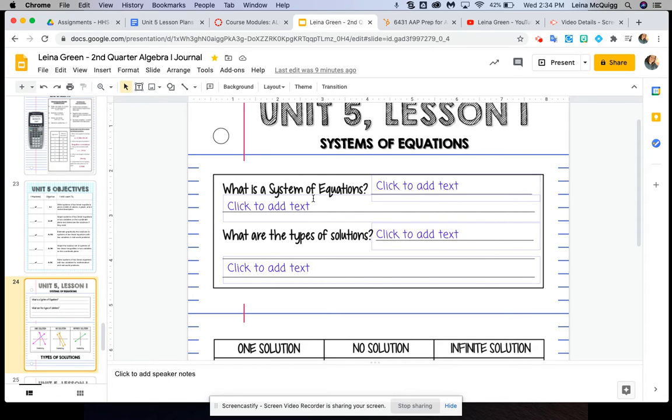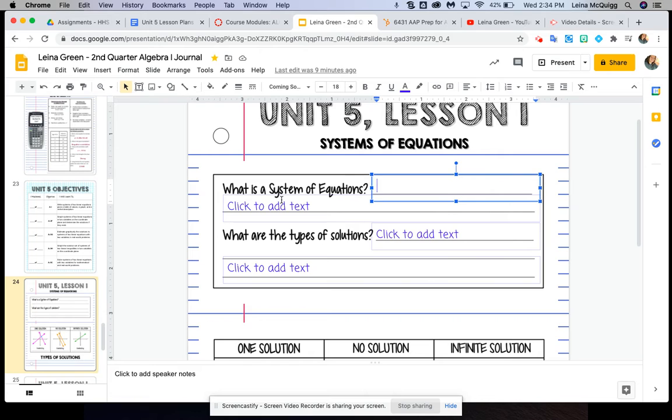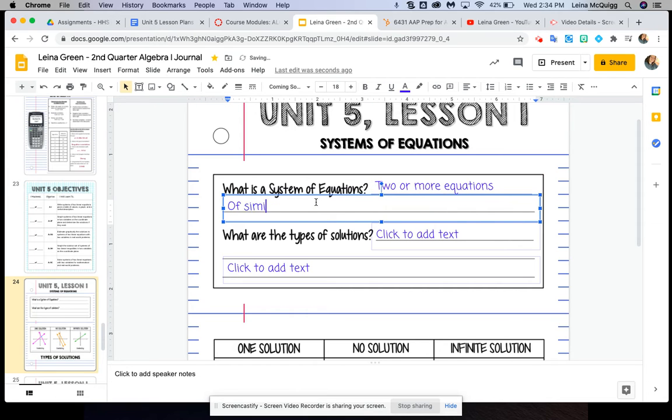So, what is a system? What is a system of equations? We updated this link so you don't have to delete the text in there. You can just click and start typing. So, what is a system? A system is two or more equations of similar variables.